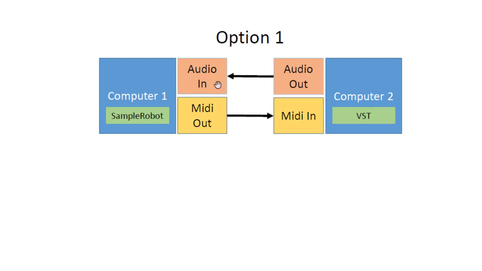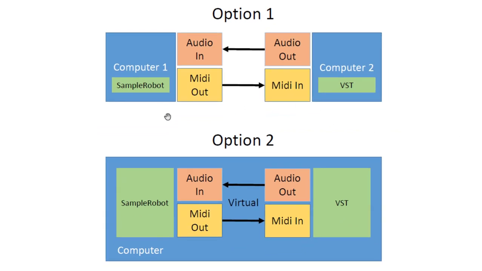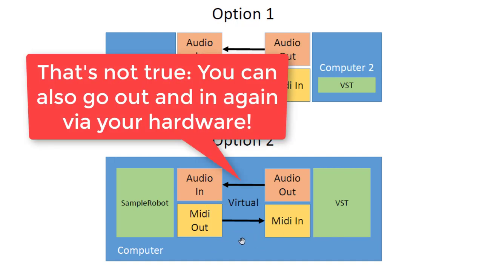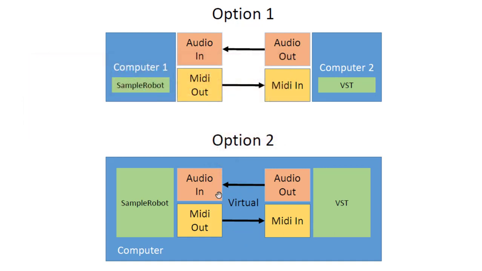This is a little bit of a hassle to set up, but if you have these devices, it's pretty easy. Option two is basically the same, but it's running on one computer. SampleRobot cannot load a VST, so in that case you also need a VST host, but you can't have the audio connection in hardware, so you need virtual connections. You need software which provides a virtual audio out and in, and also a virtual MIDI in and out. There are different solutions for Mac and for Windows, some free, some you have to pay for. SampleRobot had software to do that in the past, sadly not now, but as I said, there are solutions available.